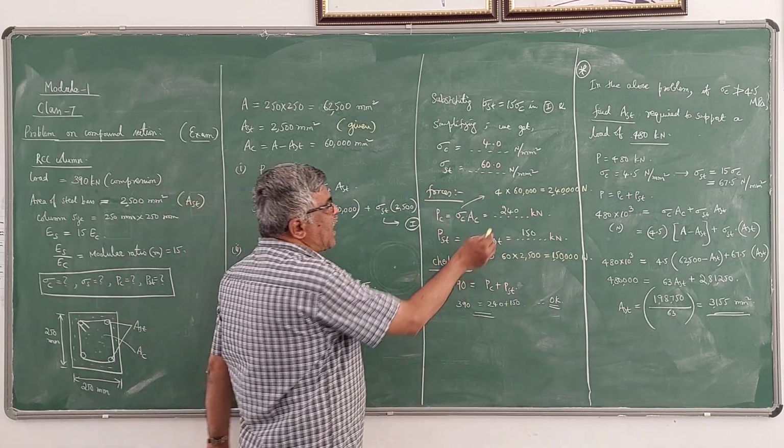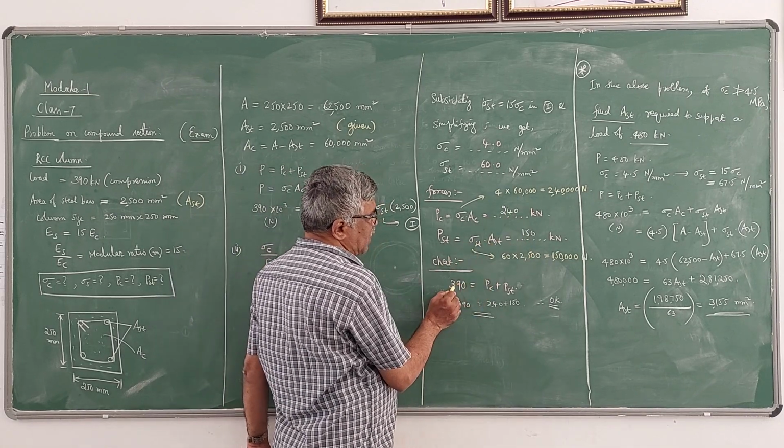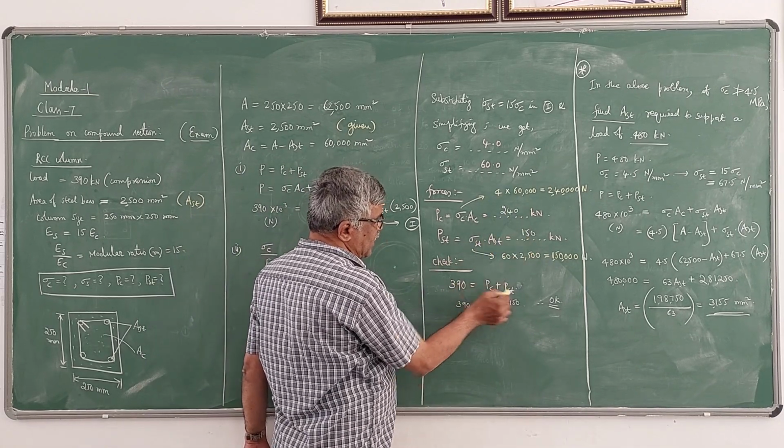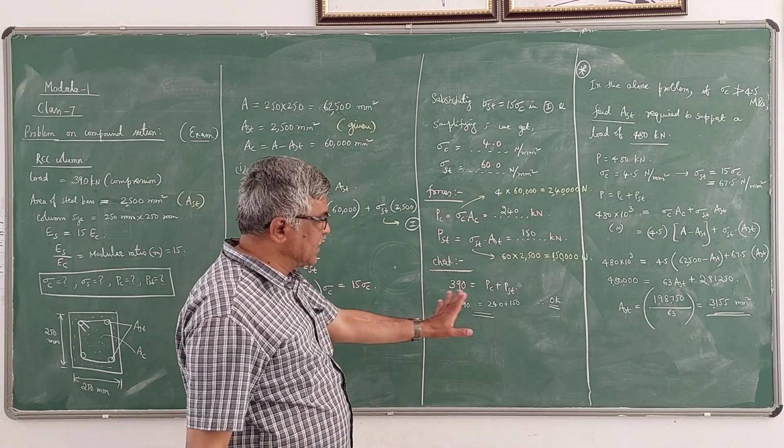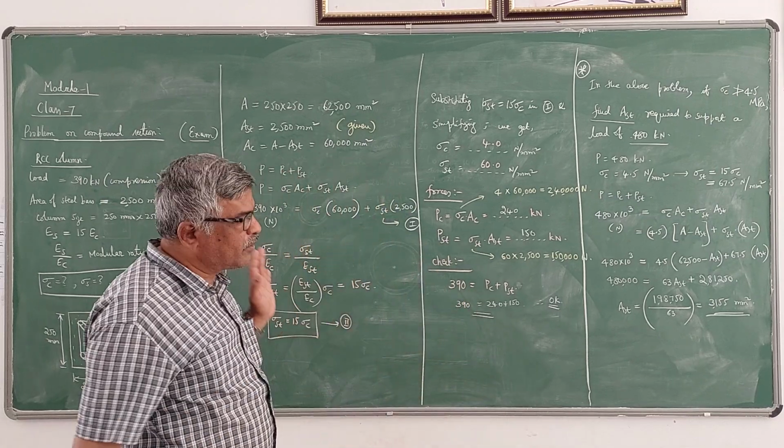The check is, if you add these two values, you should get the total value. So 240 plus 150 should be equal to 390. So it is correct in this problem. So this is the first part of the problem.